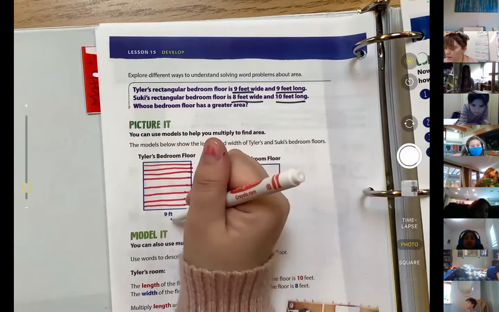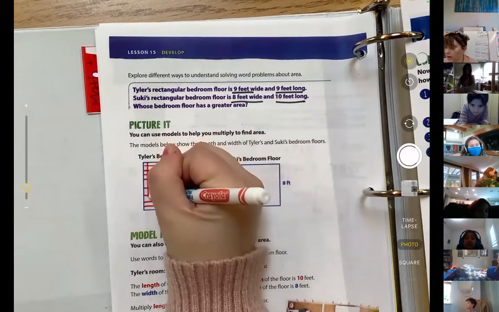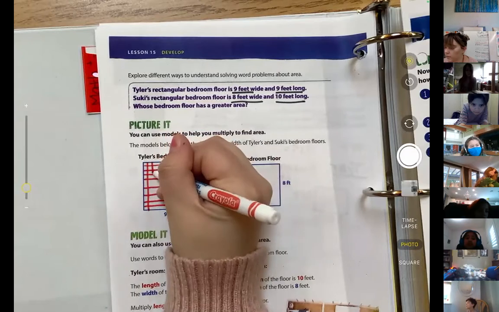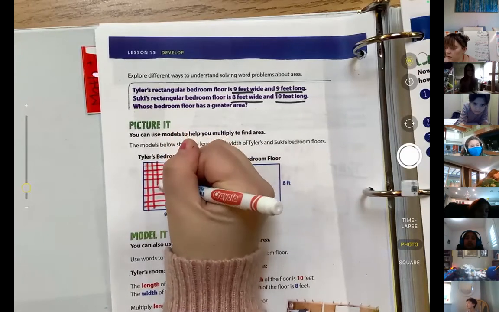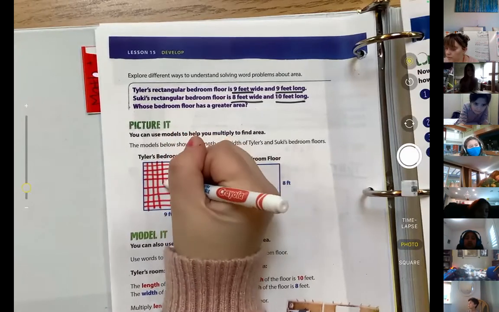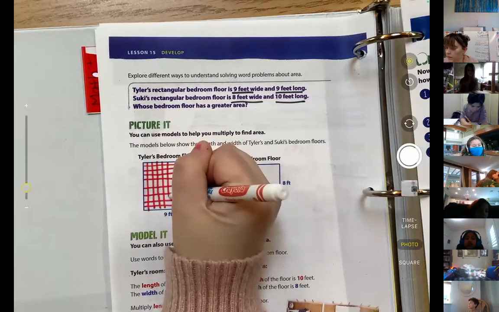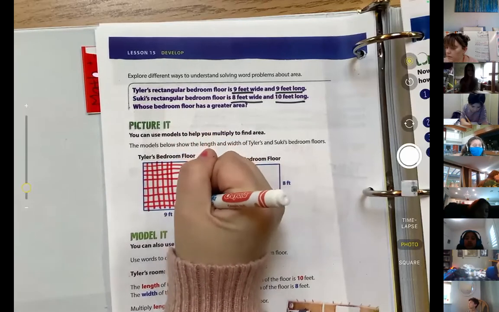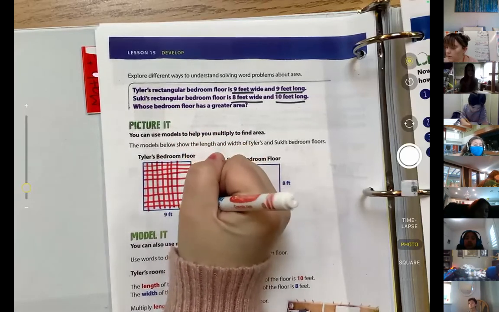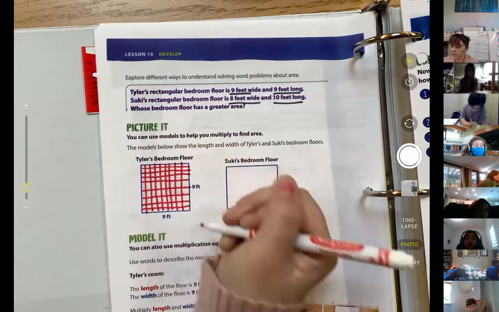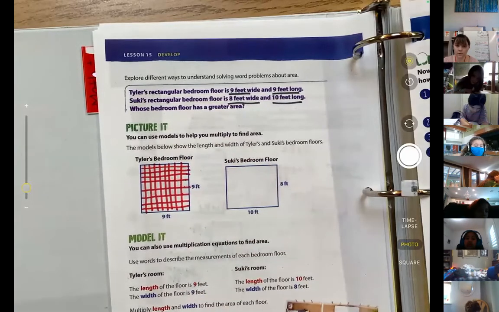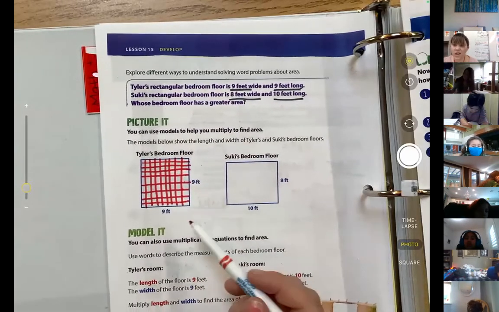Okay, and then same thing here. I gotta draw my lines down. 1, 2, 3, 4, 5, 6, 7, 8. Okay, now remember we did 9 times 9 and it was 81.